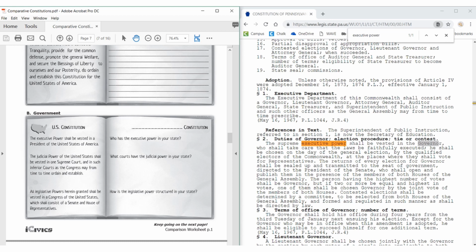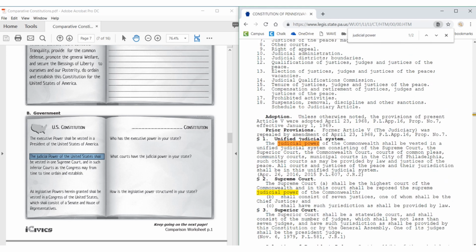"The judicial power of the United States shall be vested in one Supreme Court, and in such inferior courts as the Congress may from time to time ordain and establish." So instead of executive power, I'm going to search judicial power. And I see right here, in the same way, "The judicial power of the Commonwealth shall be vested in a unified judicial system." And it'll tell you what it's made up of.